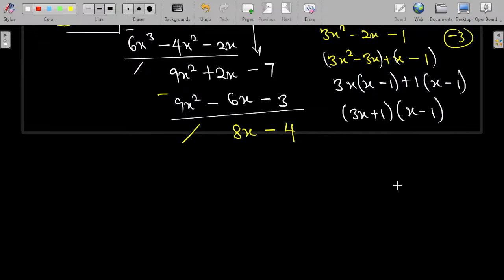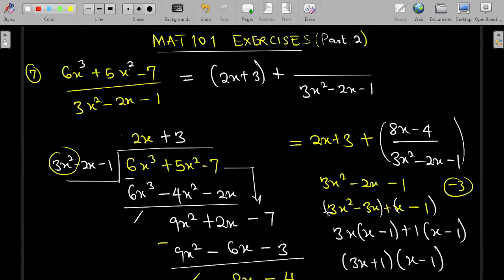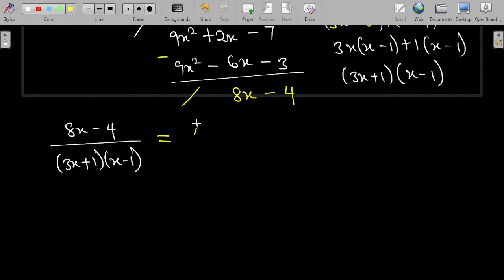So we will bring it down now. I'm going to leave away this 2x plus 3 because it's like a whole part. So we are only going to deal with the remainder part, and the remainder part is 8x minus 4 all over the two linear factors that we just got, which is 3x plus 1 into x minus 1. Right, so we will now start our partial fraction splitting. Since these are linear, the numerator will be a all over 3x plus 1 first, then plus b all over x minus 1.